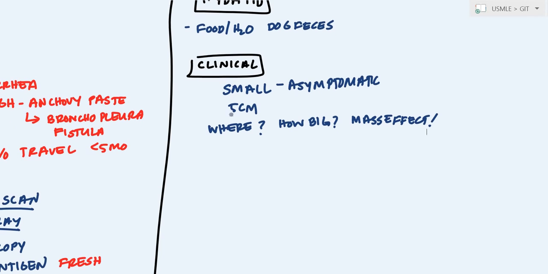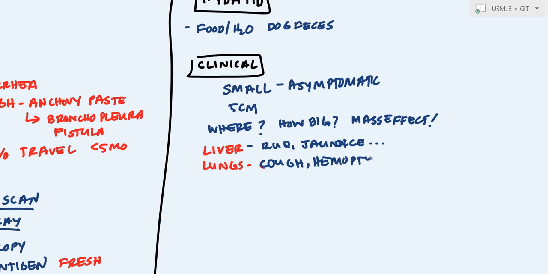So, for example, if it's found in the liver, what are your symptoms going to be? Well, we already kind of went over that. Right upper quadrant pain, jaundice, and obviously you can expect to see your liver function tests higher. What if it's found in the lungs? Well, of course, the patient is going to present with some type of cough, maybe even hemoptysis, and other symptoms. If he gets pleural effusions, symptoms related to that.